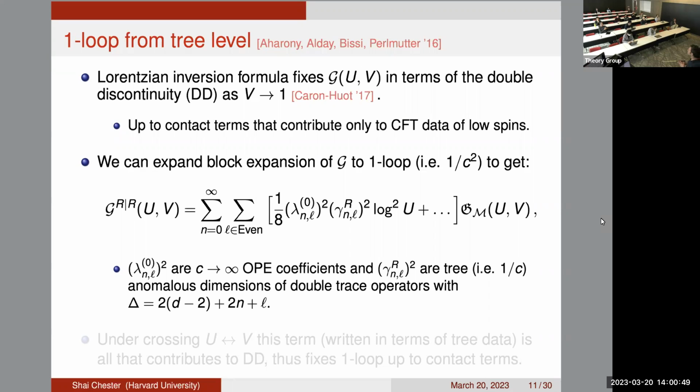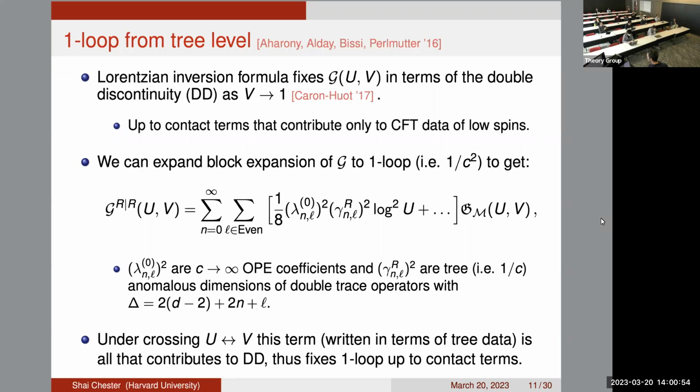And why do we care about the log squared u term? Well, the reason is that if we now do crossing, this makes u into v. And so this is now the only contribution of log squared v, i.e. this is the only contribution at one loop order which actually contributes to the double discontinuity. And so now you see why you can get one loop from tree level, because the only thing which contributes to the double discontinuity at one loop is this term, which can be completely fixed from tree level and generalized free field. That's the clever argument came upon by those authors, and that's how we compute one loop in practice.